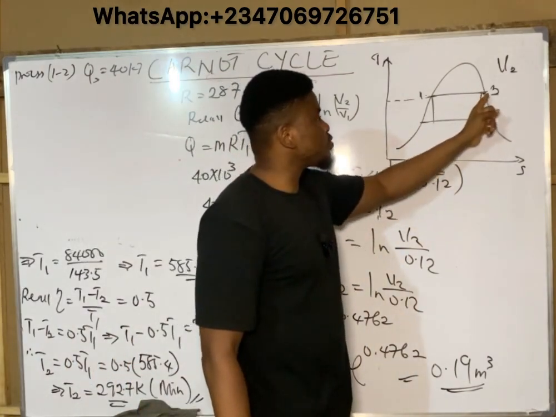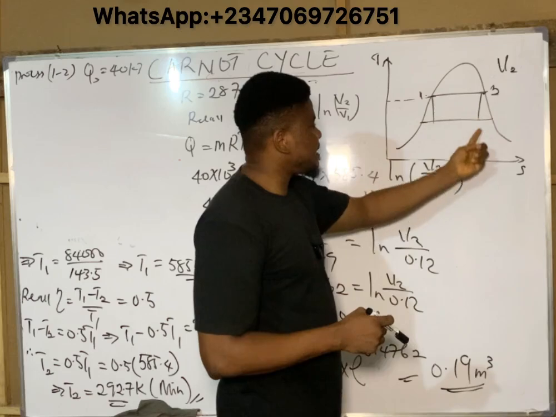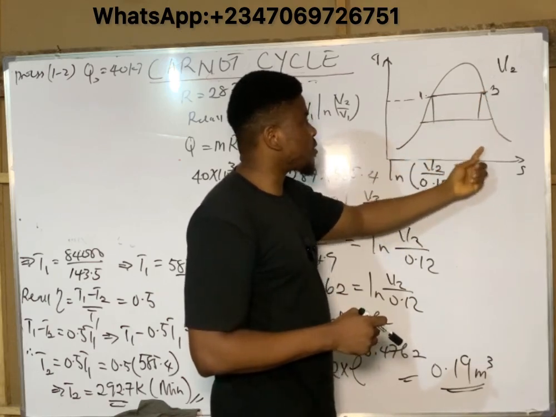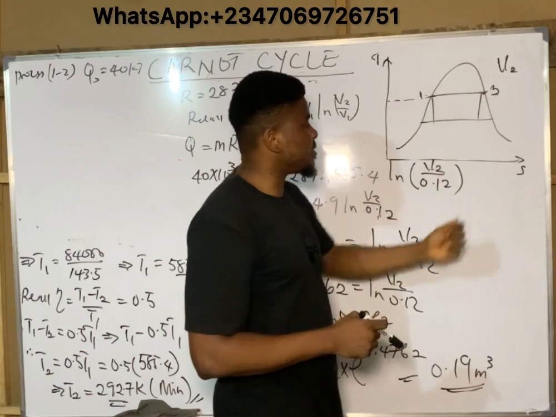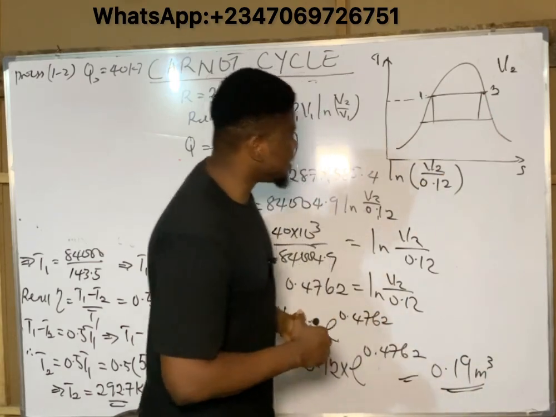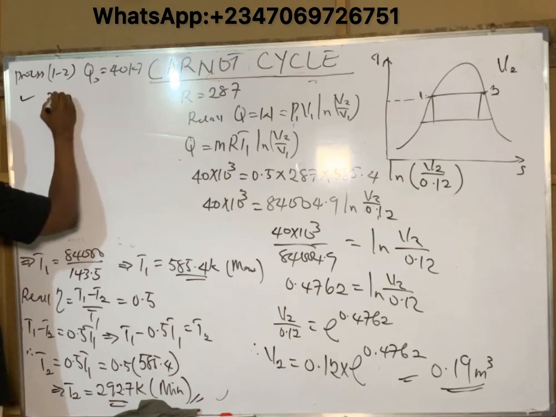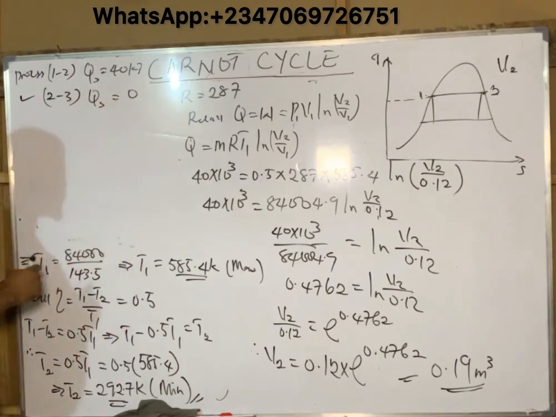Now process 2 to 3 is a reversible adiabatic process. Reversible adiabatic, so there is no heat supplied here. Rather, we have work done by the turbine from process 2 to 3. Constant entropy, work removal from the turbine. So there's no heat supply there. So heat supply there becomes 0. Process 2 to 3, heat supplied equals 0.